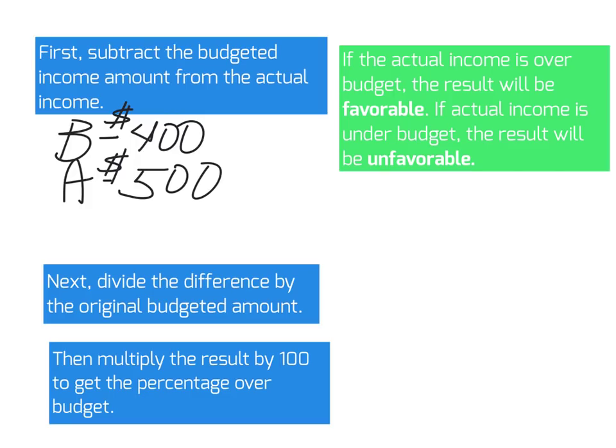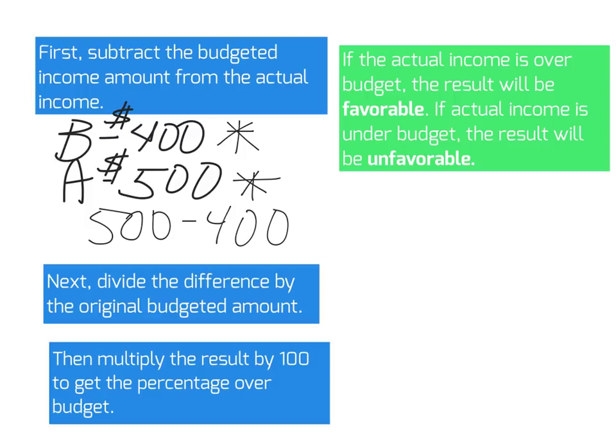Let's go ahead and practice this. So today we have an actual income. We earned $500 from our job. We had budgeted that we were going to earn $400. So first we're going to subtract the budgeted income amount from the actual income. So that would be 500 minus 400, which gives us $100.